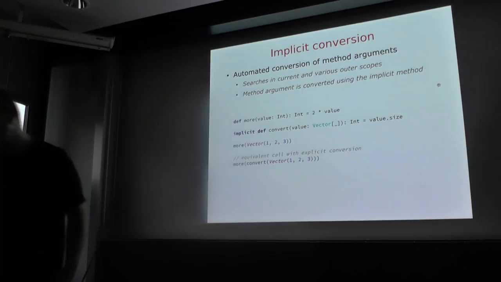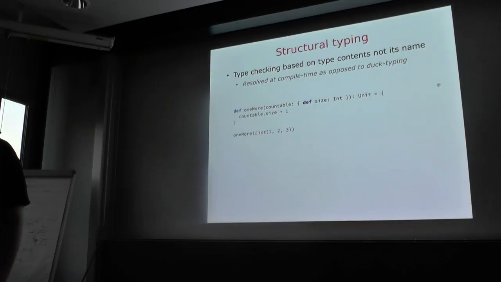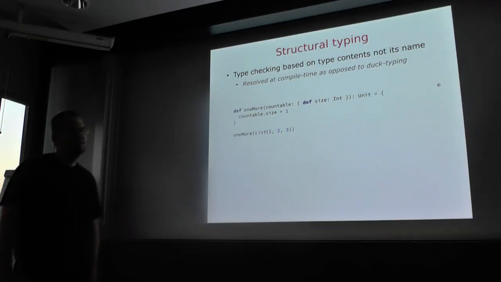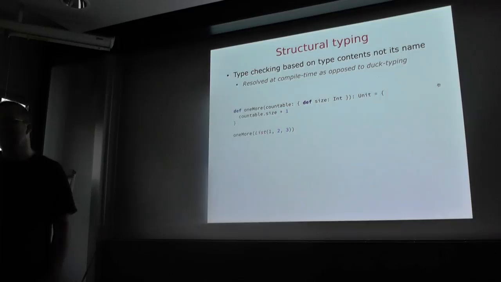Can it chain implicit conversions? Will it do more than one? It should be able to do that, but I have to check. Whether it looks for an implicit conversion to, let's say, go from type A to type B, and then look for type B. No, that's actually dangerous. No, wait. Now I can't imagine. Because then you can get into cycles or whatever.